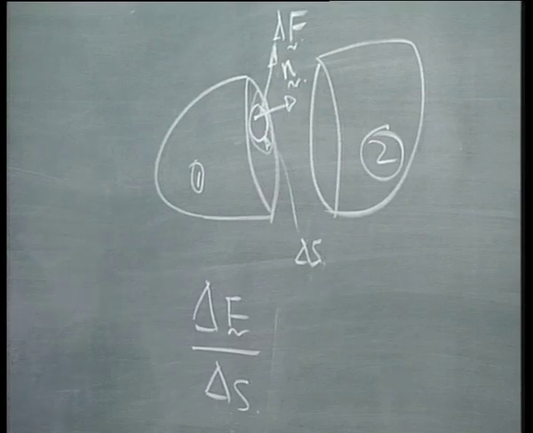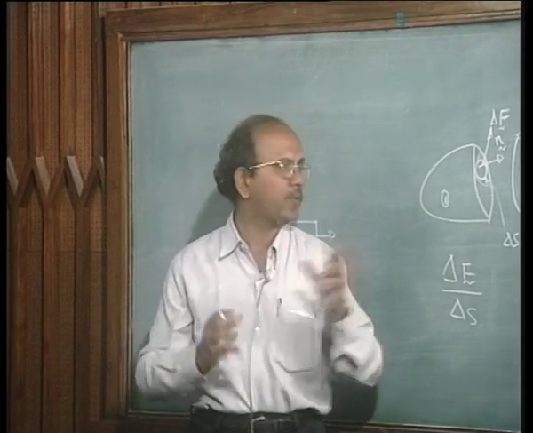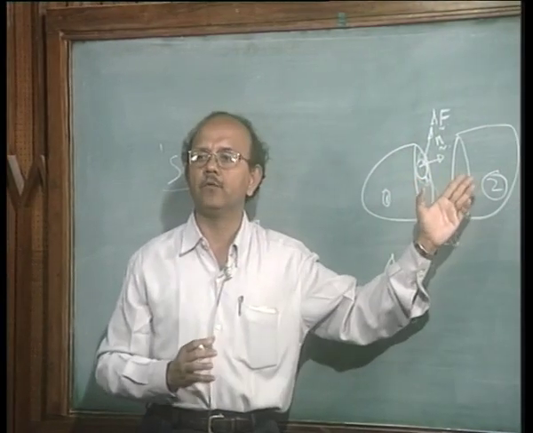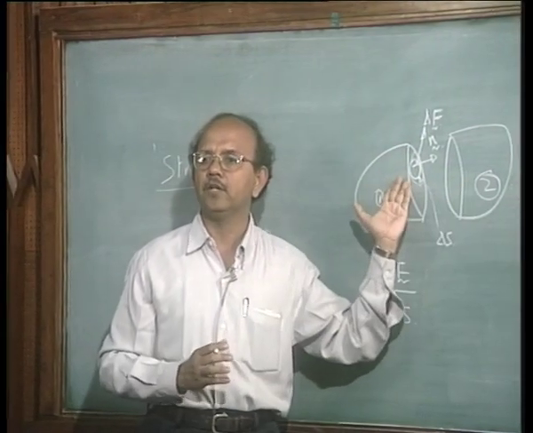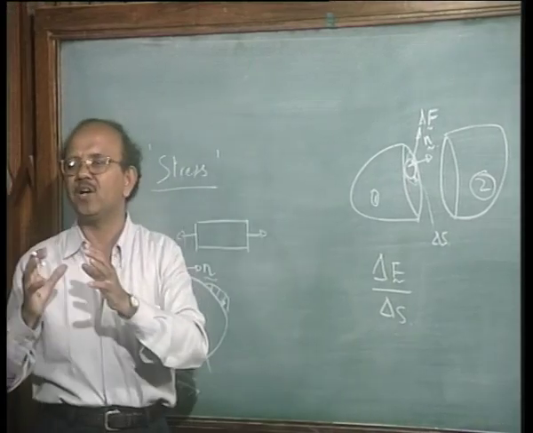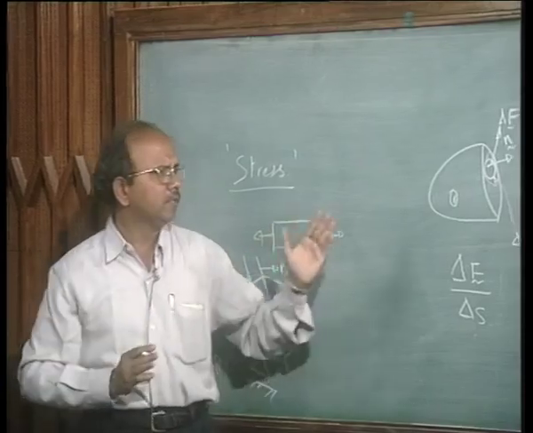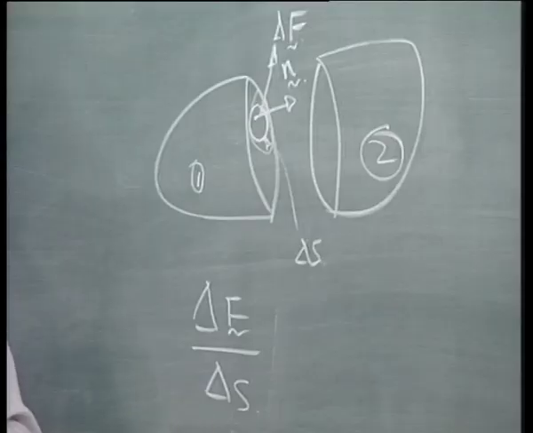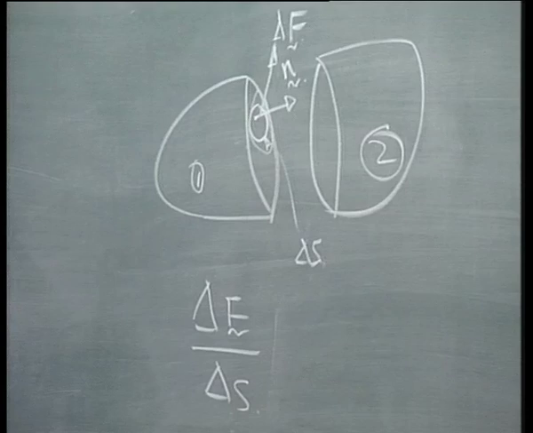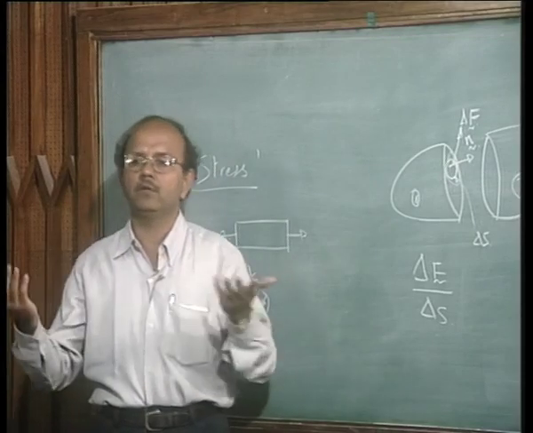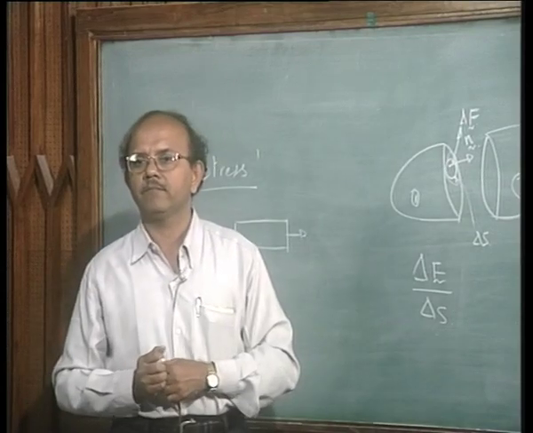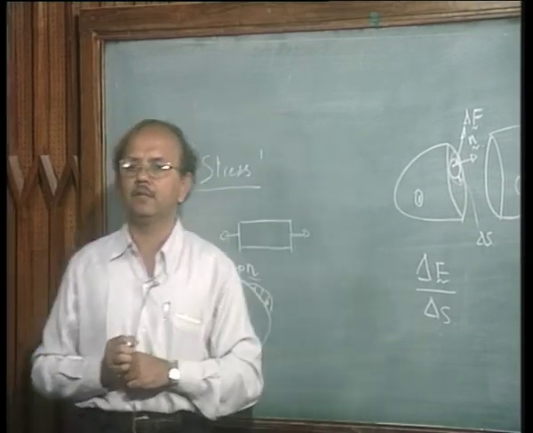Is that clear? Because I am averaging out in an area, and especially when the force distribution around this point P, as I cut it and look at the influence of this body onto this body, may not be very uniform. If it is uniform, there is no problem. If it is uniform, then delta F by delta S would remain the same. But if it is non-uniform, the average may rise up, go down, or whatever it is. So I have a small problem there.